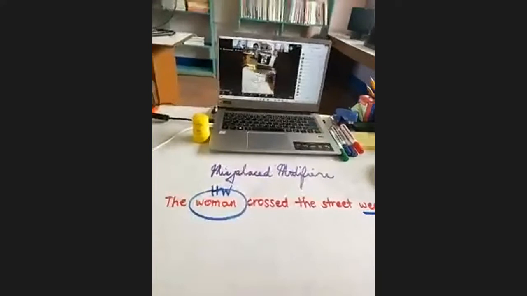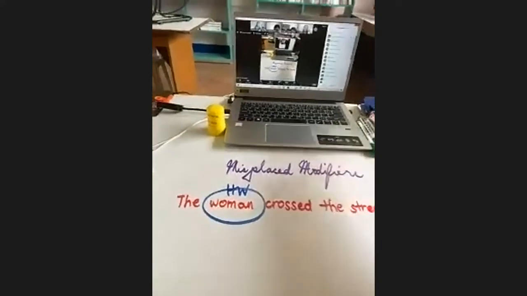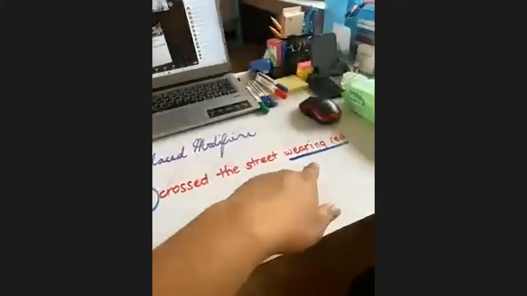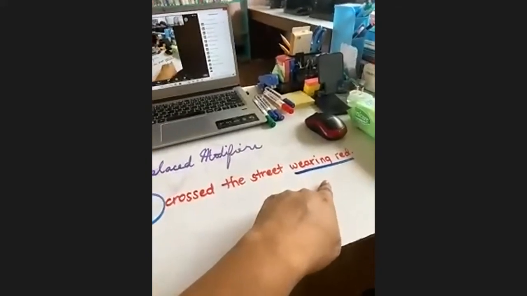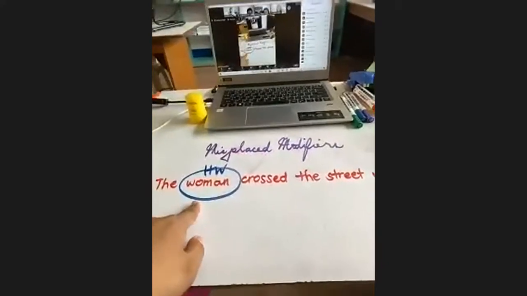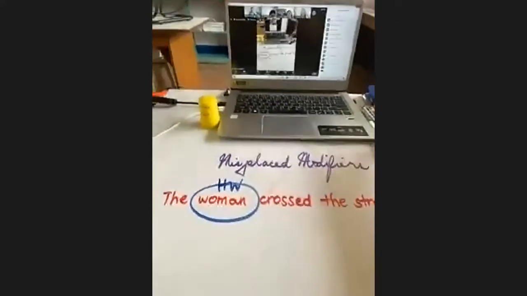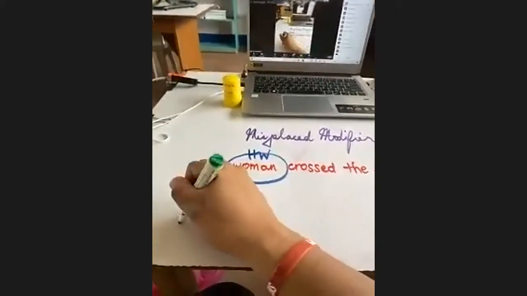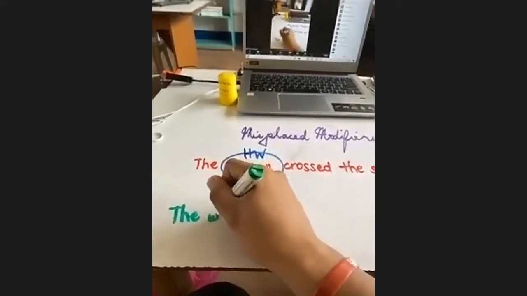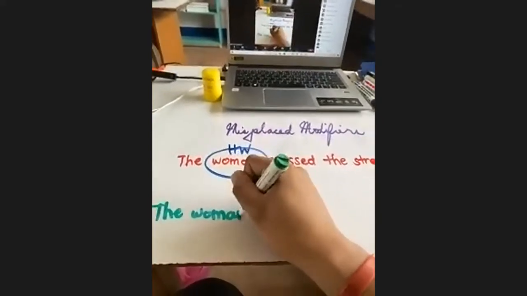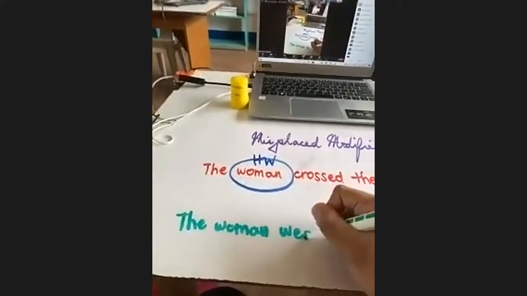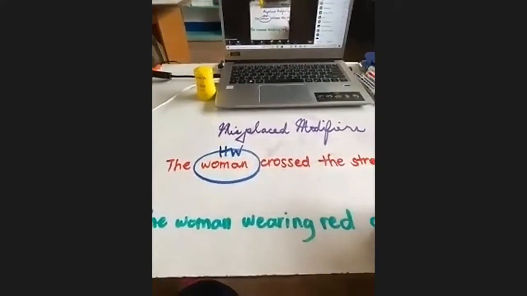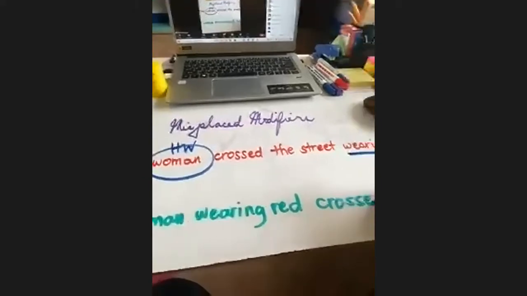So as suggested, to correct a sentence with a misplaced modifier, you simply move this modifier close to the word that it is supposed to modify. And so, your revised sentence will supposedly look like this. The woman wearing red crossed the street.